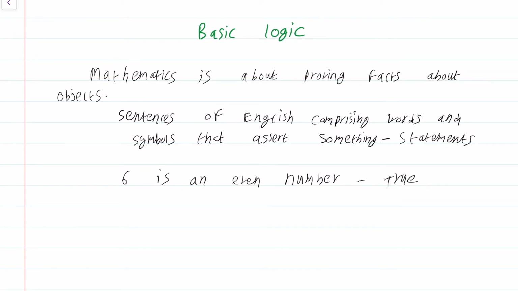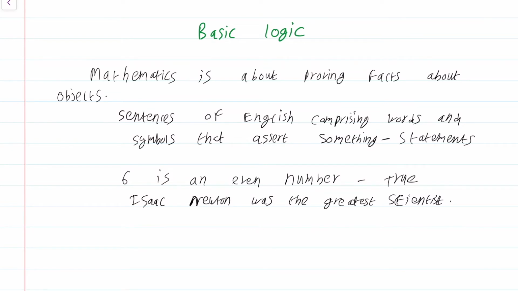Now consider another statement. Isaac Newton was the greatest scientist. Now this is a sentence that certainly asserts something, but what it asserts is not really about a mathematical object, unless somebody comes on and defines what Isaac Newton and greatest mean mathematically. It is not clear whether this is true or false. So mathematics is not concerned with such statements. Mathematics is about mathematical objects.